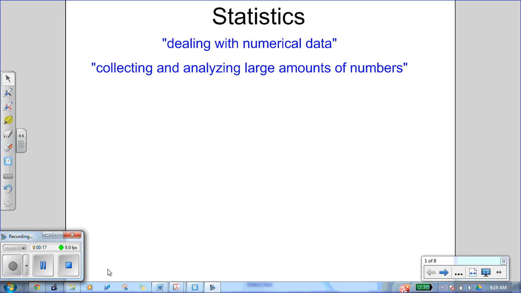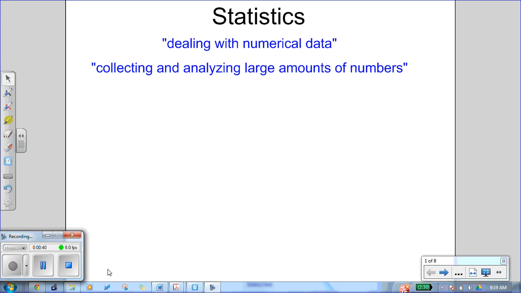So in general, if we're looking at data, and data really is just a set of numbers that could have any sort of context, when we deal with large sets of numbers, how do we deal with those numbers? How can we make conclusions? How can we break it down, analyze it? That whole category of mathematics is called statistics. So in this unit, that's what we're going to be focusing on.